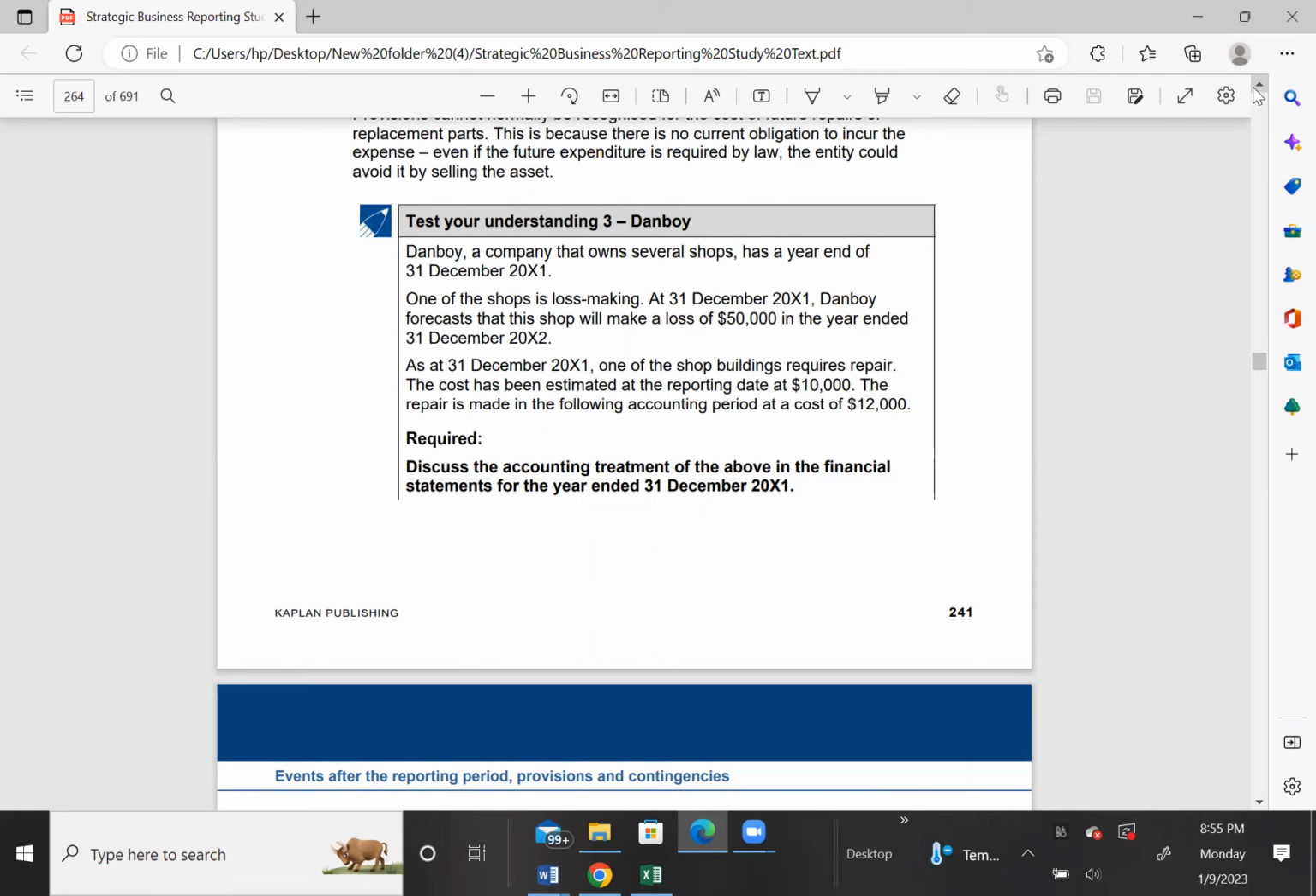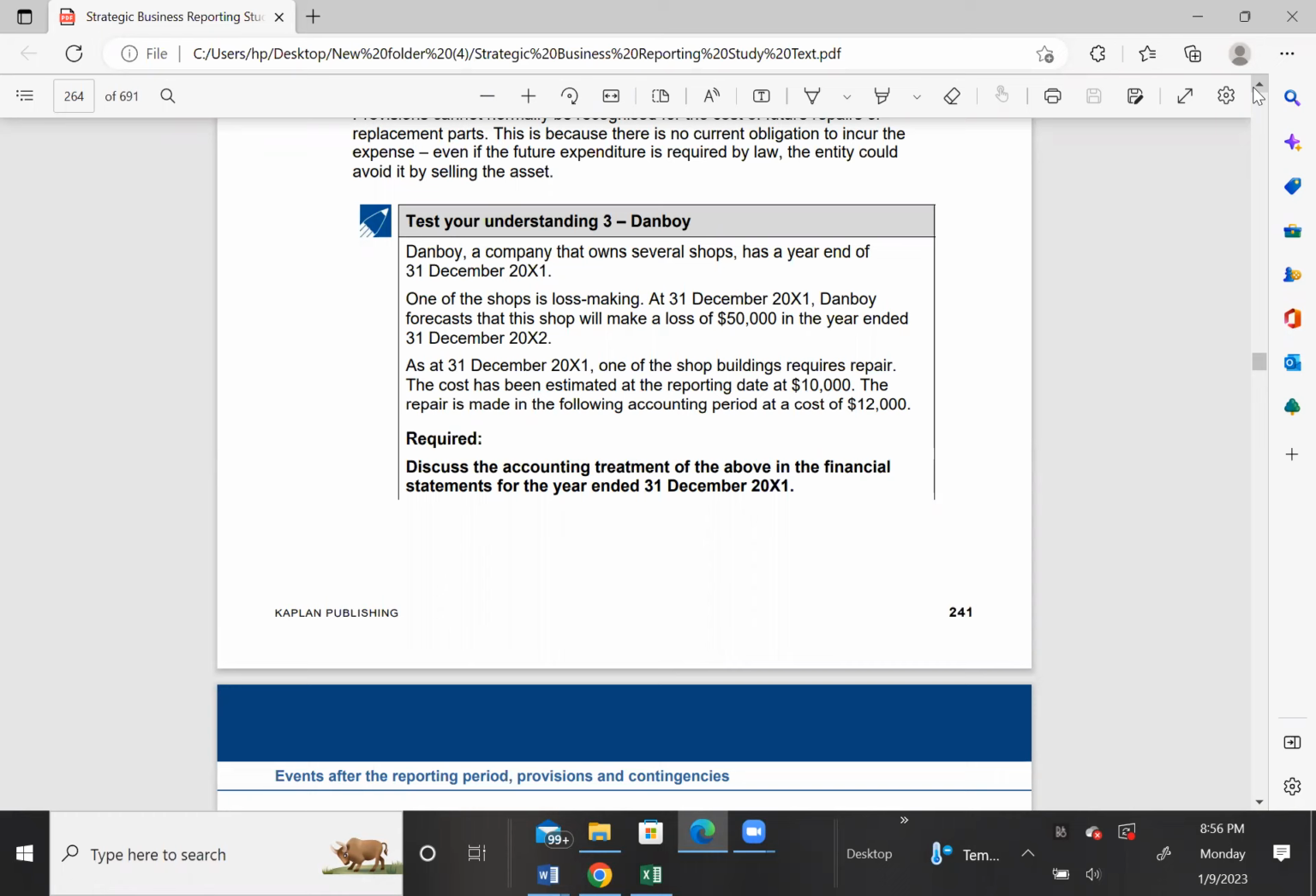Danboy, a company that owns several shops, has year end of 31st December X1. One of the shops is loss making at 31st December X1. Danboy forecasts that the shop will make a loss of $50,000 in the year ended 31st December 20X2. As at 31st December X1, one of the shop buildings requires repair. The cost has been estimated at the reporting date at $10,000. The repair is made in the following accounting period at the cost of $12,000. The requirement is to discuss the accounting treatment of the above in the financial statements for the year ended 31st December X1.